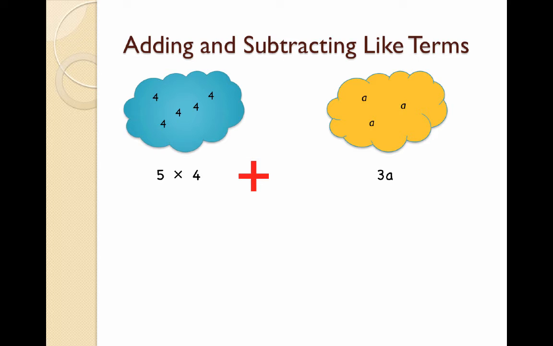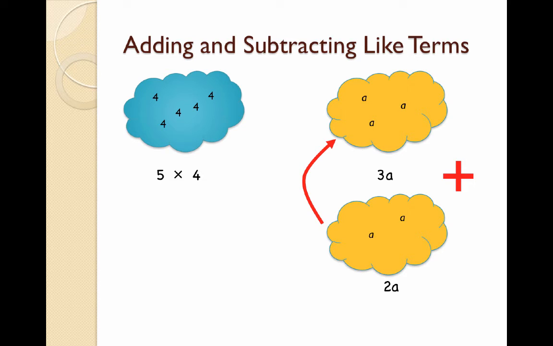I'm going to do the same thing with the yellow cloud now. I'm going to bring across 2 a's. Those a's could stand for any number. They could be 2 7s or 2 12s or 2 15s. It doesn't matter. I've got 2 of them, but I want to add it on to my 3 a's that I started with.